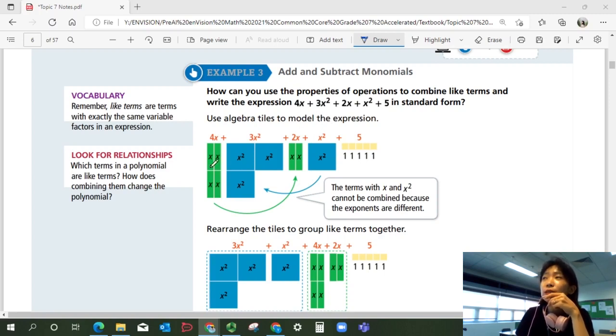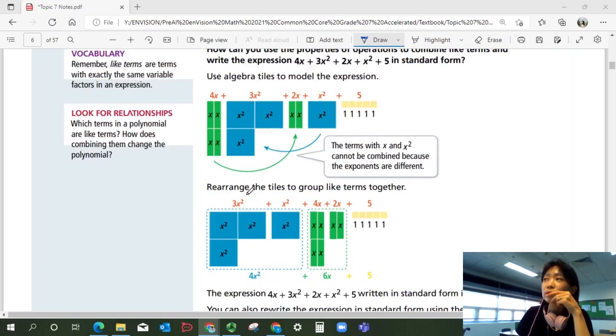So 4x would be 4 of these green tiles. 3x squared would be 3 of these blue tiles. 2x, 2 green tiles, and then 1x squared, and then 5 constants, 5 yellow tiles. And then you can add the like terms, right? What are the same tiles? What are the same colors? You can add the greens together, you can add the blues together, and yellows remain the same.